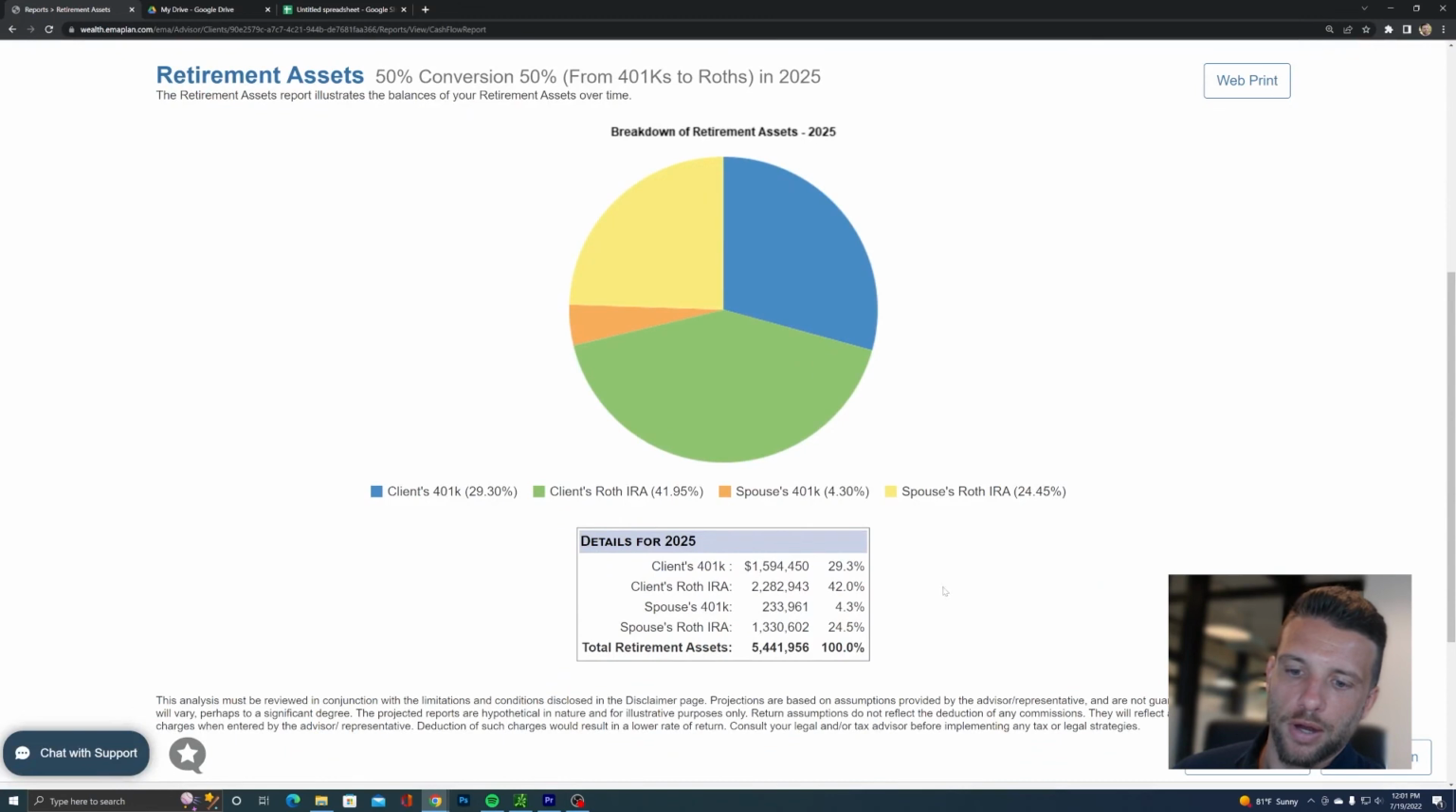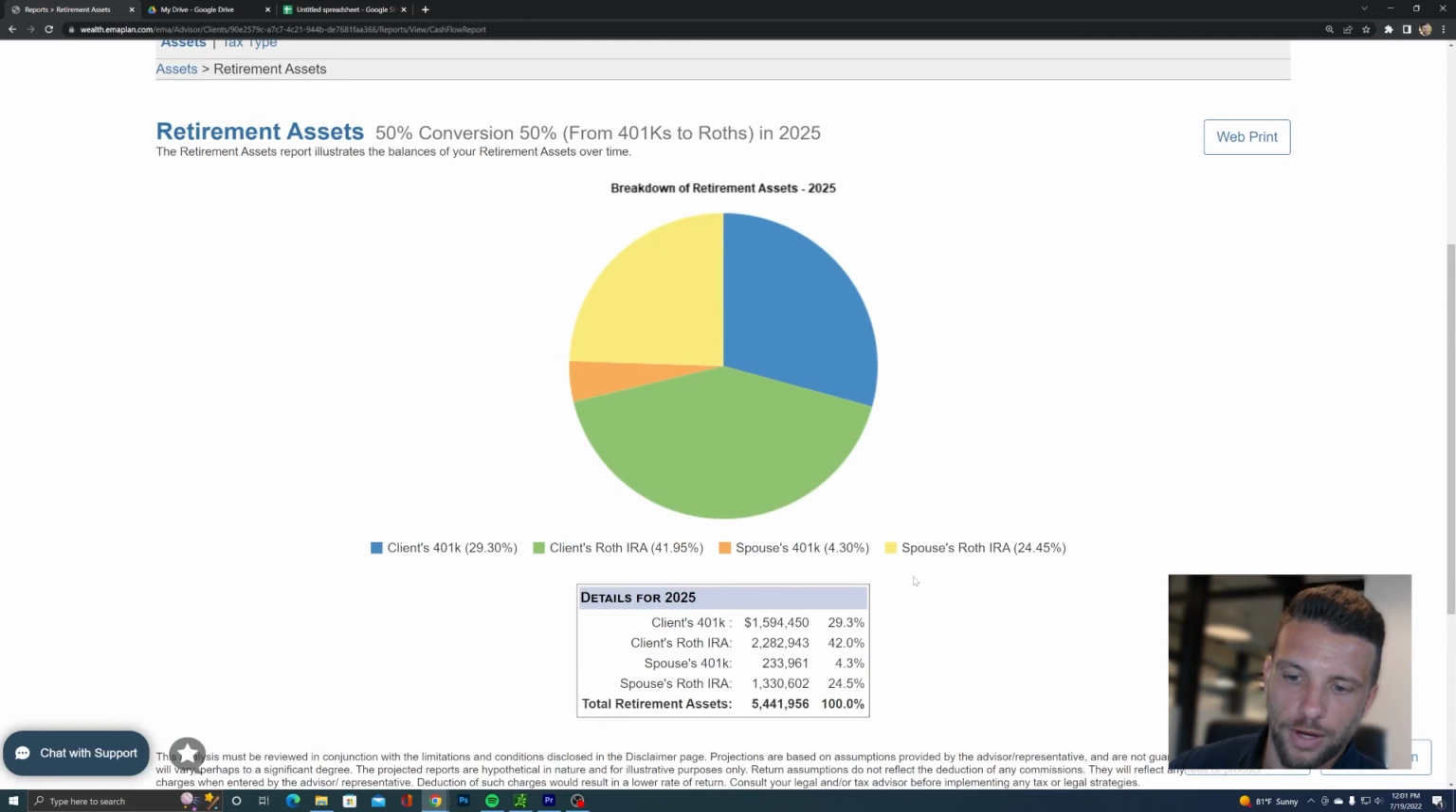We've got a lot more now in the Roth, the two Roths. It's 66% or something. And then we've got about 32, 33 or something like that, 34% in the 401ks. So all the monies in the Roths at distribution will be tax-free.